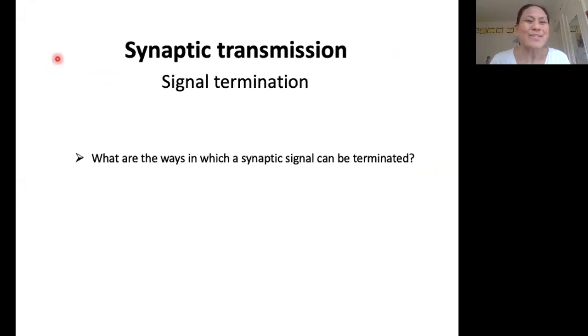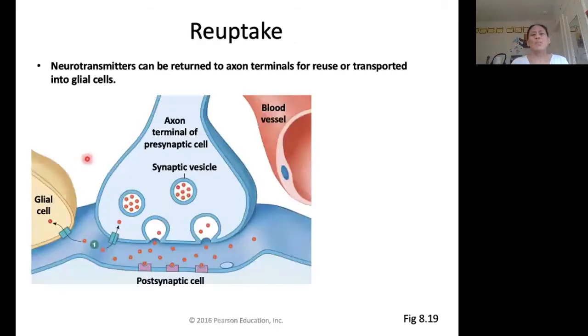Hello and welcome back to our lectures about synaptic transmission. In this video, we're going to talk about signal termination. And the main question that we're going to be addressing here is what are the ways in which a synaptic signal can be terminated? Okay, so before I actually go into this, let's just talk about why this is important.